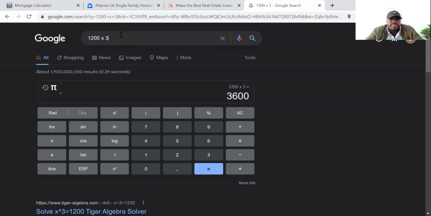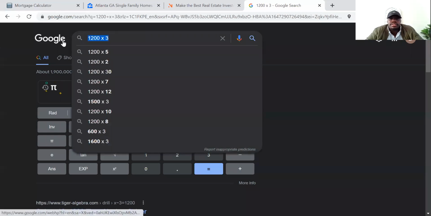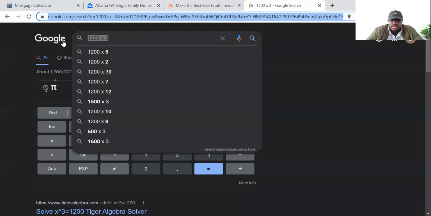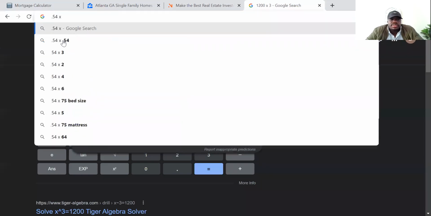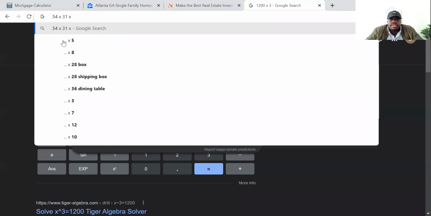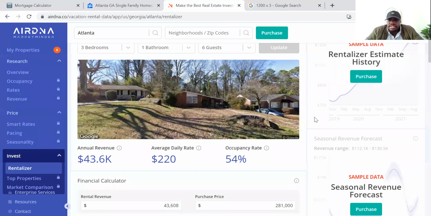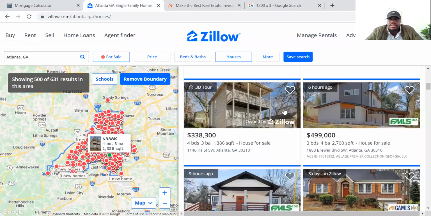That's about right. 54% occupancy times 31 days again, times 220, you're gonna be making a similar amount, but this time this is a 3-bedroom house, right? It's a 3-bedroom house.